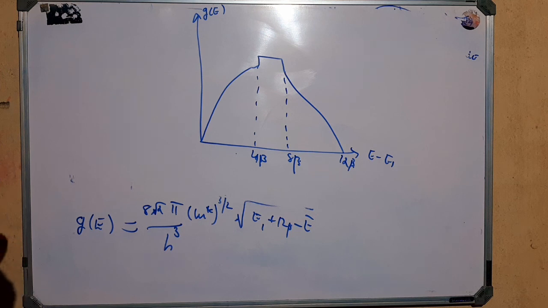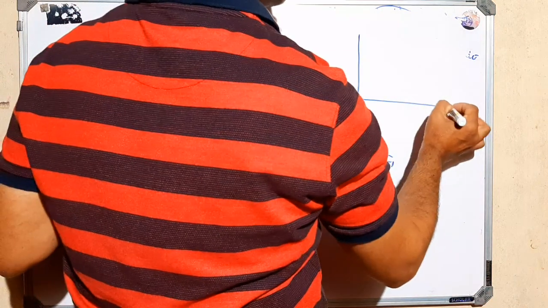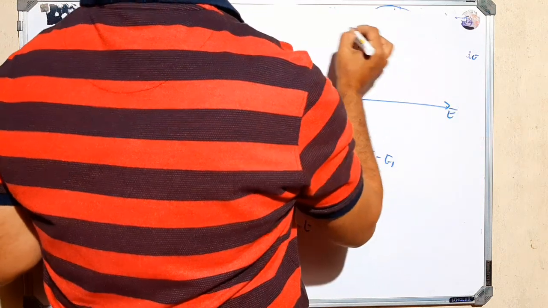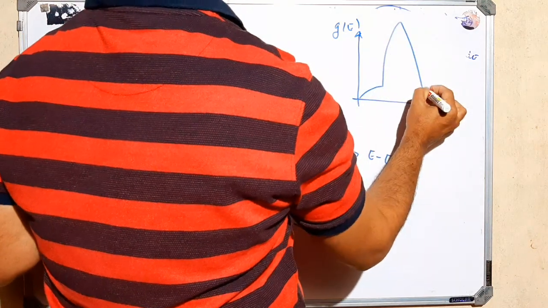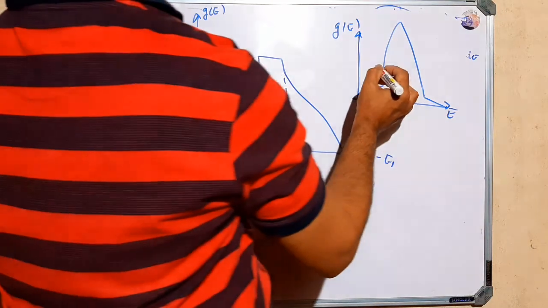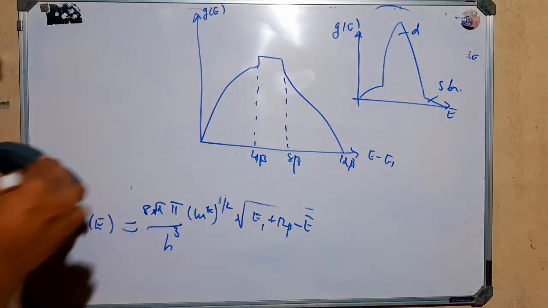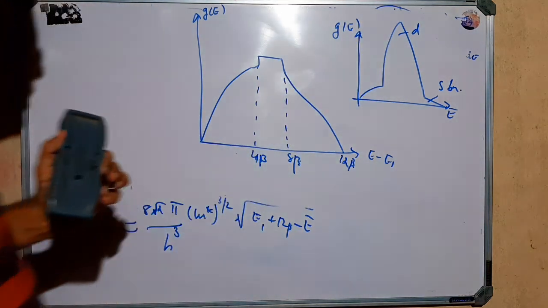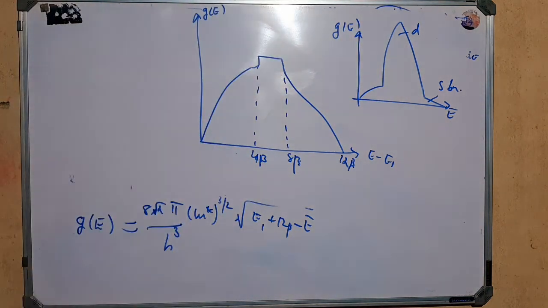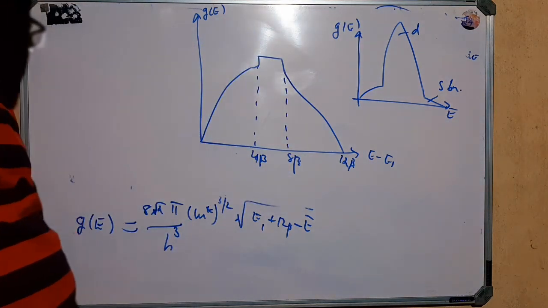But if the bands overlap, for example the D band and S band overlap, in that case, just mentioning the graph of g of E versus E, you will get one of this kind. This is for the D band, this is for the S band. If the overlapping of bands takes place, the density of energy states graph comes to be like this. We have not discussed the equation corresponding to this. This is about density of energy states.